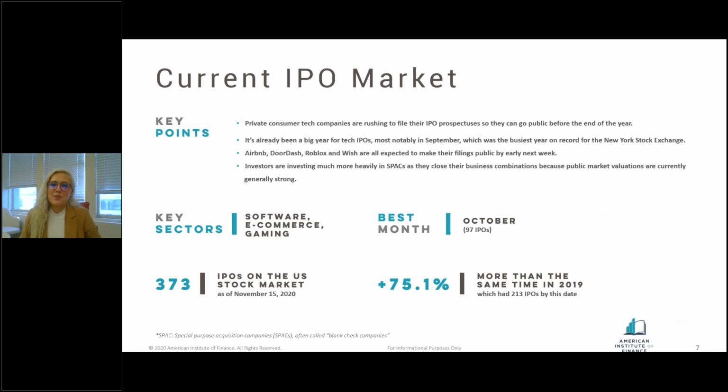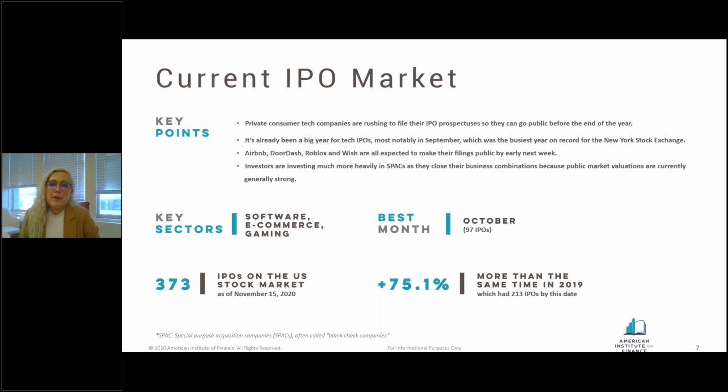Now, since you fully understand the IPO process, we can talk about actual IPO market data. Some key points that are relevant in today's IPO market: private consumer tech companies are rushing to file their IPO prospectuses so that they can go public before the end of the market. That's a trend that we've been seeing quite a bit.